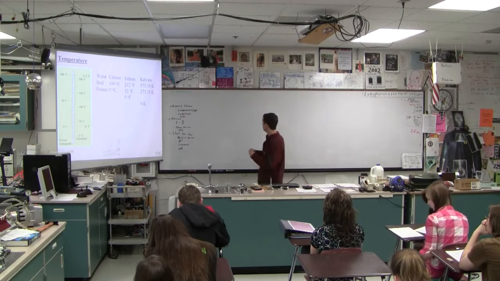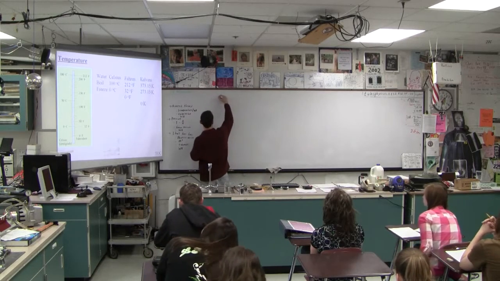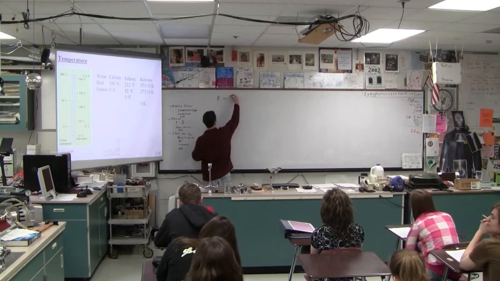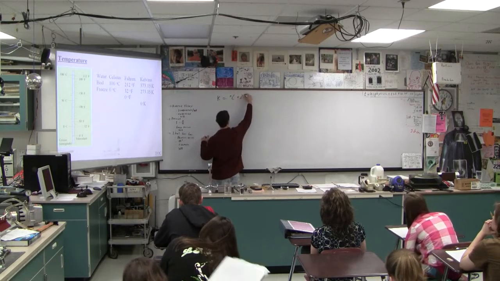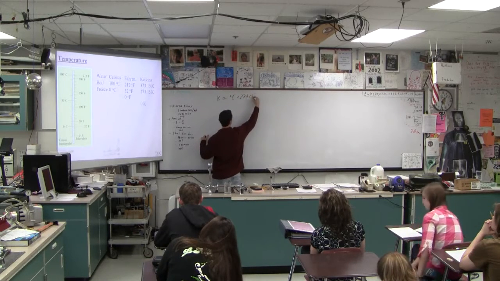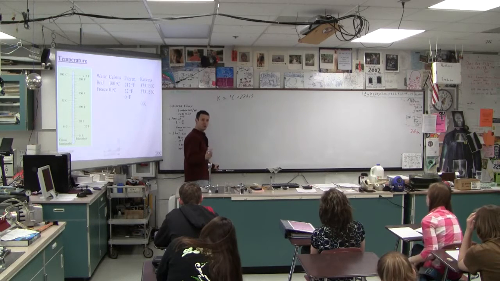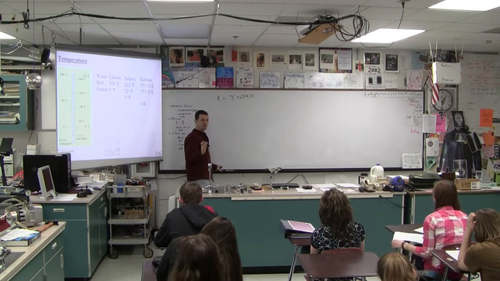This is the most important one: kelvins is degrees Celsius plus 273.15. Celsius is cute, but the real unit of temperature that we need to use is kelvins.